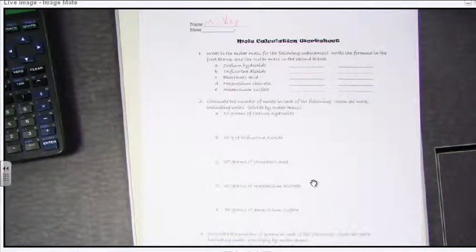Today I hope to guide you through the mole calculation worksheet. By the time you're done, you should have all the correct answers for both sides of this mole calculation worksheet. Before we begin, make sure you have all the things you'll need.